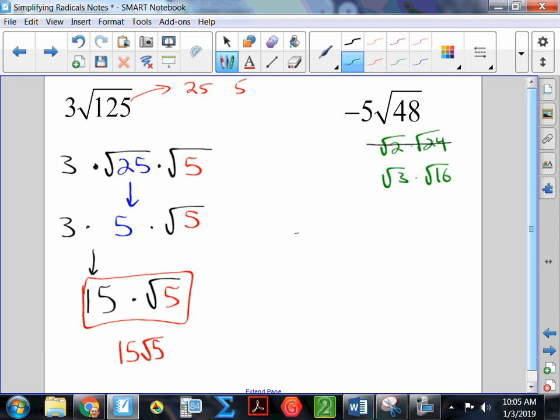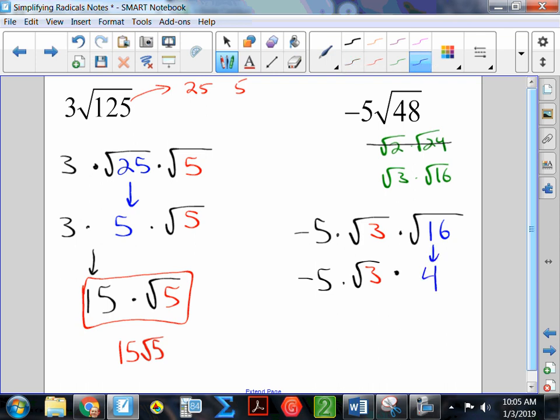So let's do that. We're going to say negative 5 times square root of 3 times square root of 16. Notice I'm putting my perfect squares on this page in blue, so it's easier to keep track with what's going on. We have negative 5 times the square root of 3. The 3 doesn't change because it's not simplifying. The square root of 16 does simplify to the number 4. So negative 5 times the square root of 3 times 4.